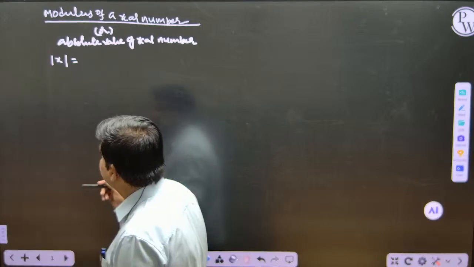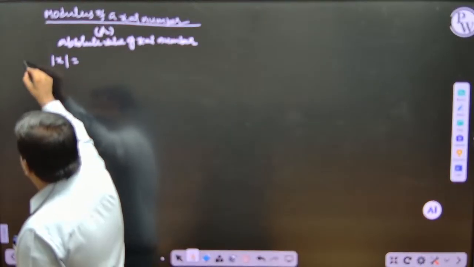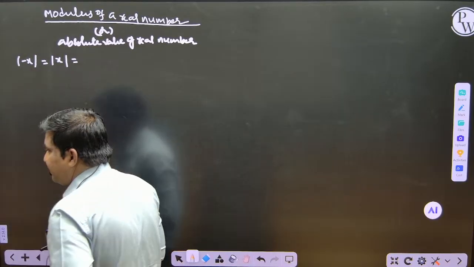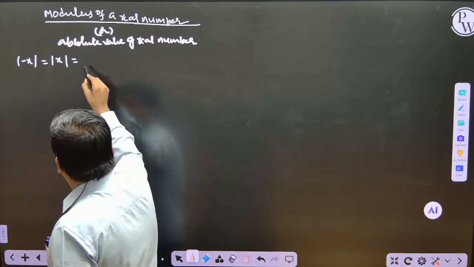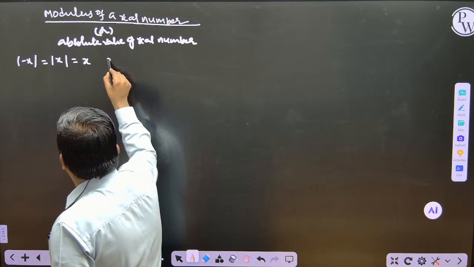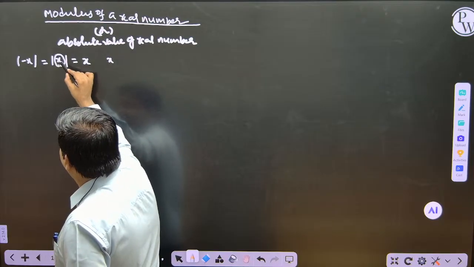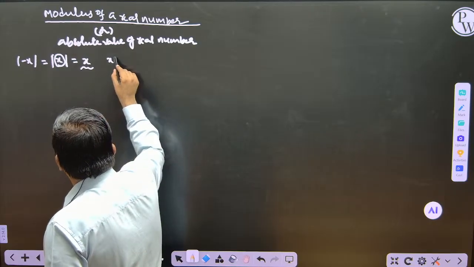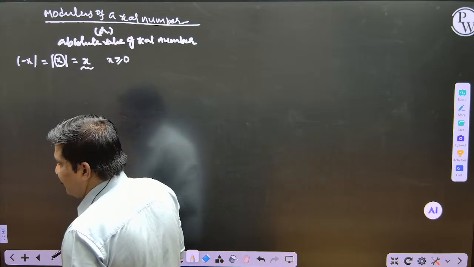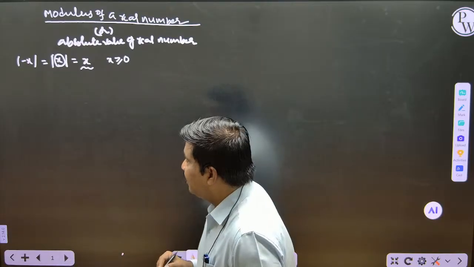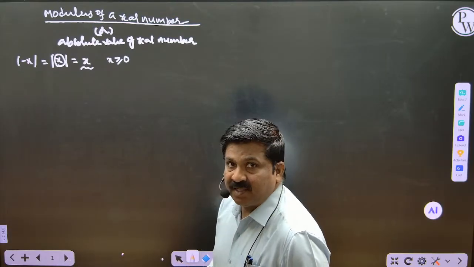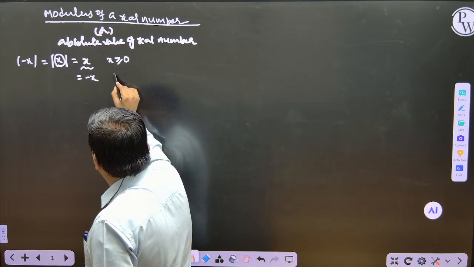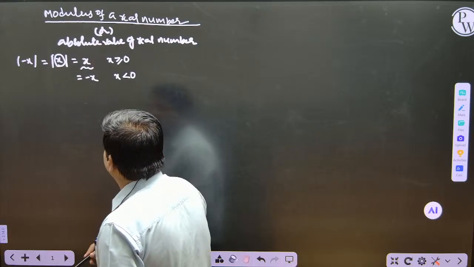mod x is always the same as modulus of minus x, both are the same, but it is defined as x whenever x inside the modulus is non-negative, either positive or 0. Modulus of x is written as x only. But it is written as minus x when x is less than 0.